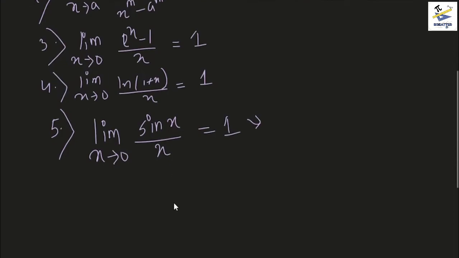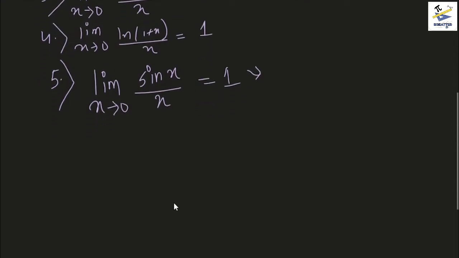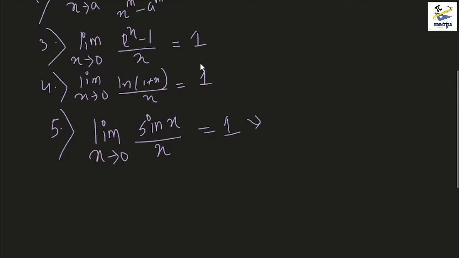This result essentially tells us that the sin x function, that is the trigonometric function, is basically equal to x if x is very small. So all of these limits give you an approximation. What it says is that when x is very small, e to the power x minus 1 is almost x, or in other words, e to the power x can be approximated as 1 plus x when x is very small.